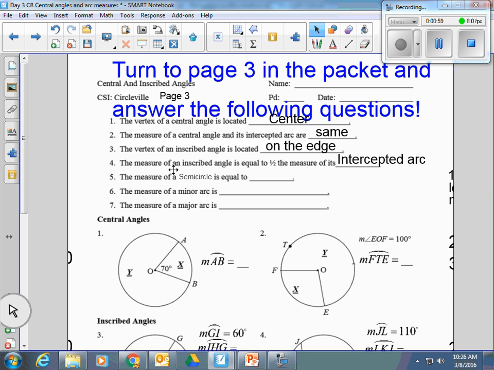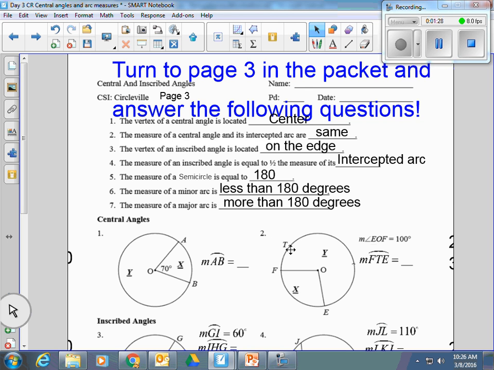Okay, three new ones. We really haven't talked about this, so these are guesses, right? What's the measure of a semicircle? 180, very good. What's the measure of a minor arc? Could be 90. It just has to be less than a semicircle, which would be less than 180. So what would be a major arc? Greater than 180. Greater than 180, very good.